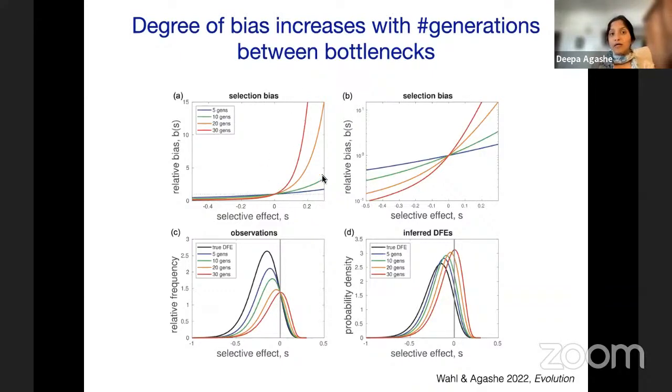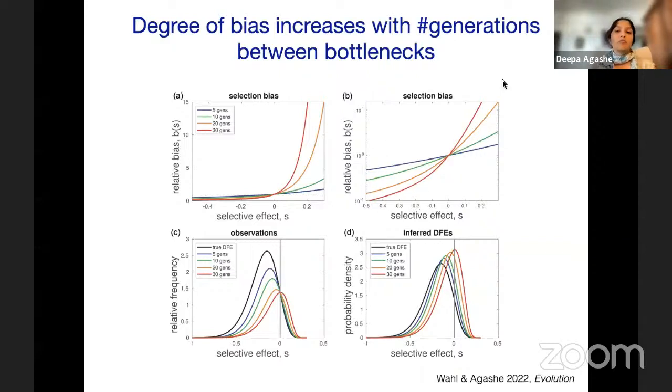So that kind of makes sense intuitively, that as there are many more generations for a beneficial mutation to expand, the effect is going to be stronger. And the more beneficial the mutation, the stronger the effect is going to be. Now, another way to look at this is just on a semi-log plot. So the right side plot here is just a semi-log version of this, so you can better see what happens at the deleterious end.